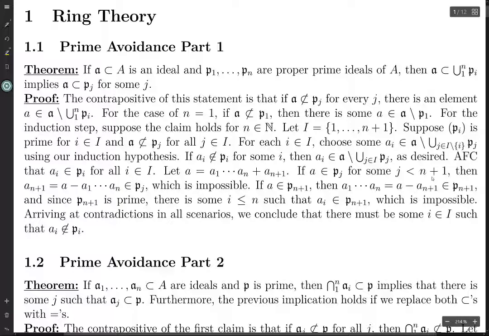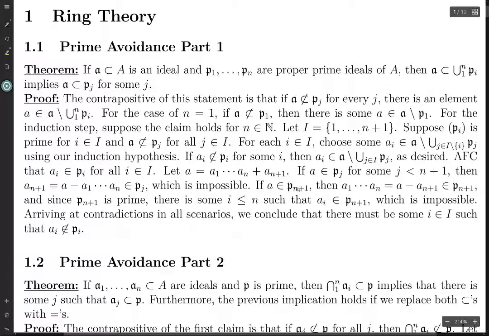So j is strictly less than n plus 1, so a_j appears in this product, and this product contains a_j as a factor, and since a_j is in PJ, and since PJ is an ideal, this entire product is in PJ, and we've just assumed here that A is in PJ. So this difference is in PJ, and so a_{n+1} is in PJ, which is impossible since we chose a_{n+1} to not be in PJ for any j strictly less than n plus 1. In particular, a_{n+1} is not in this particular PJ.